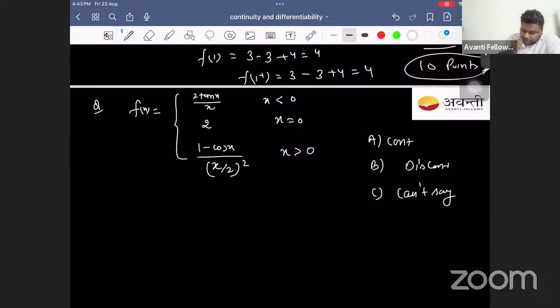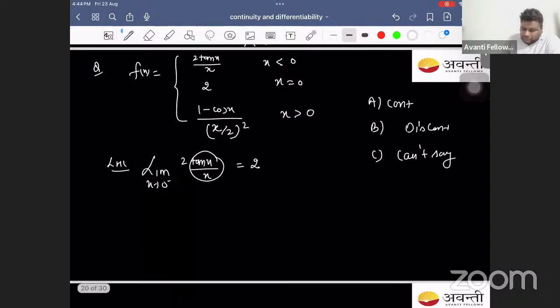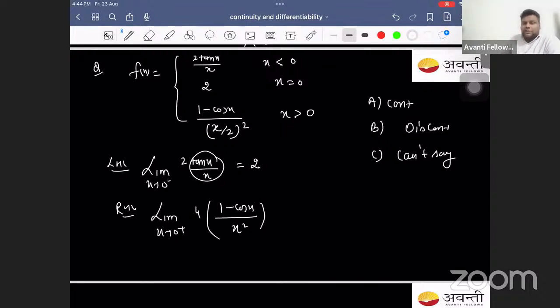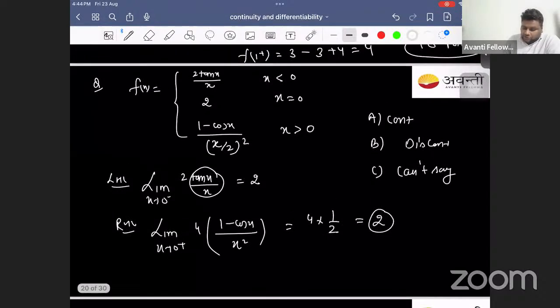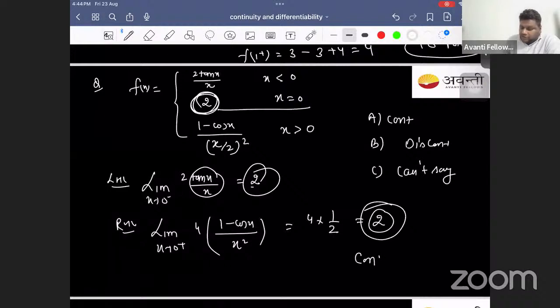Answer to this question. See, if you check for the left-hand limit, limit x approaches to 0 minus 2 tan x upon x. Tan x upon x comes 1, answer is 2. If you check for the right-hand limit, limit x approaches to 0 plus, it is 1 minus cos x upon x square, and this 1 by 2 square will come 4 in the numerator. So it is 4 into 1 minus cos x by x square. I just told you 1 by 2. So the answer is 2. So your LHL is 2, RHL is 2, value of the function at that point is also 2. So it is continuous at x equals to 0. Got it?